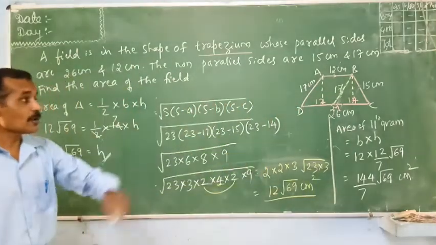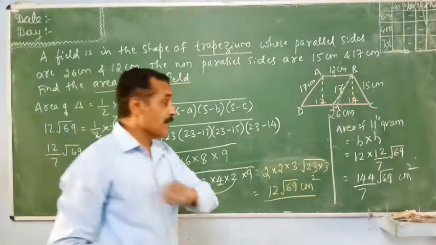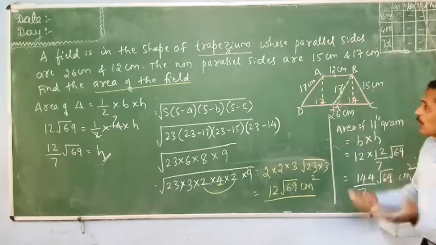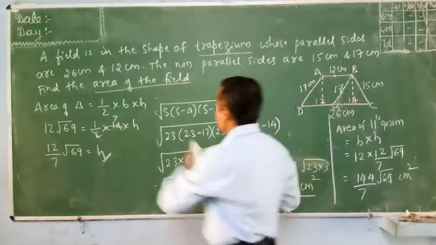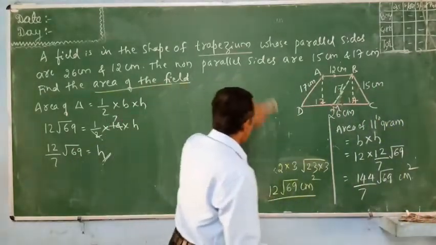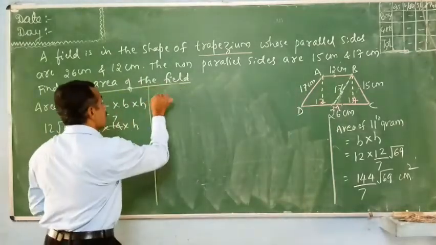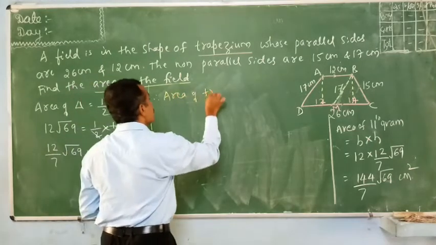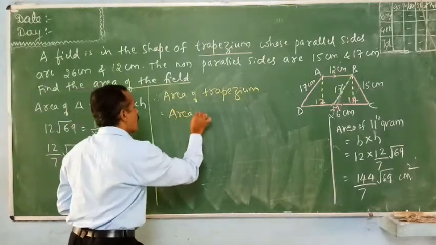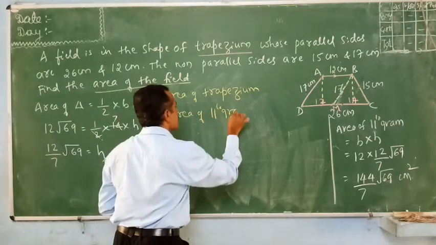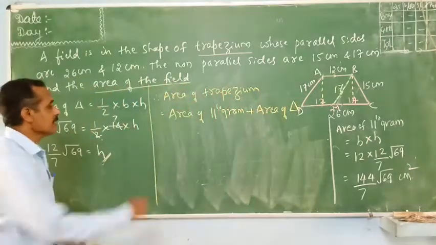Area of parallelogram. But what they ask you is to find the area of the field. That means the entire trapezium area has to be found. Area of trapezium means what? Parallelogram plus triangle together gives you the trapezium. So the area of trapezium is equal to area of parallelogram plus area of triangle.